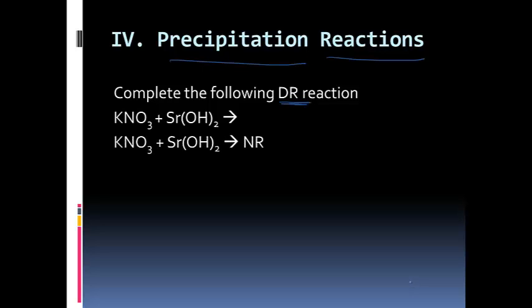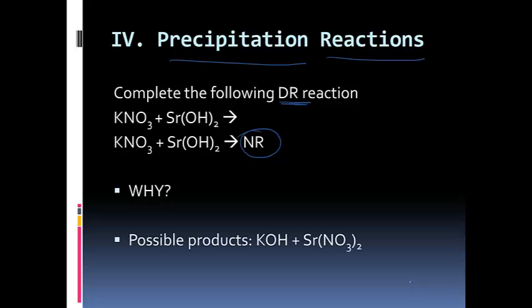What happens is you actually get no reaction in this one. The question is why? You may have said, well, I broke it up and I got compounds, so why is it no reaction? The possible products when you break it up: you get K plus and NO3 minus, and the strontium hydroxide is Sr2 plus and OH minus. When you split the things up and mix the Sr with the NO3 and the K plus with the OH, you should get these products here. So why is it no reaction?